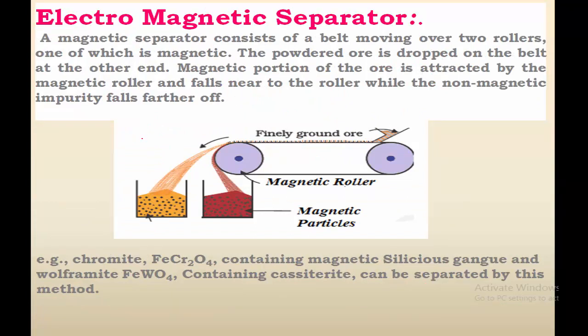Another method of concentrating the ore is electromagnetic separation. It mainly depends upon the magnetic properties of ore and impurities. So either the ore or the impurities should be magnetic, but not both. Only one of them should be magnetic, then only we can use the electromagnetic separation process.